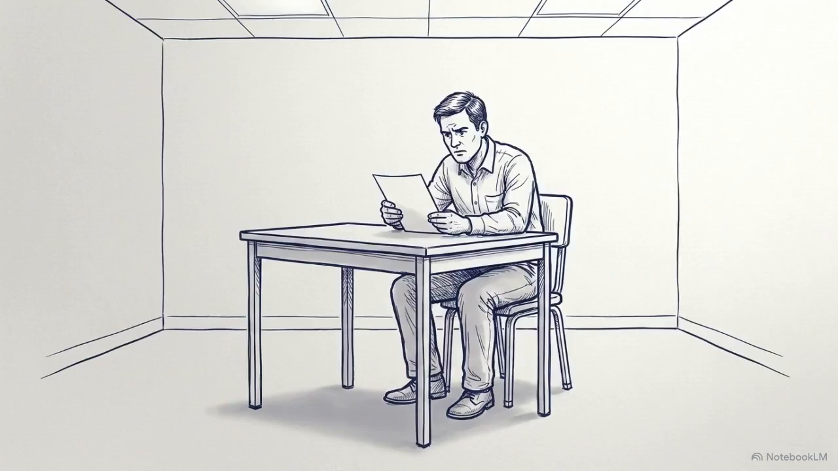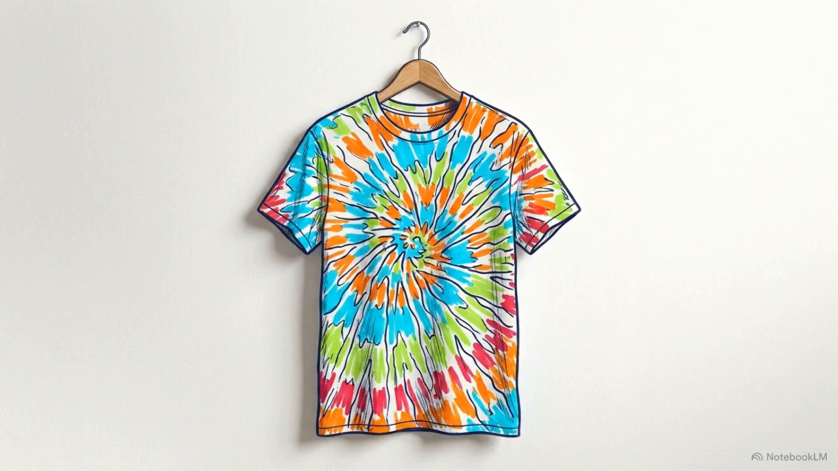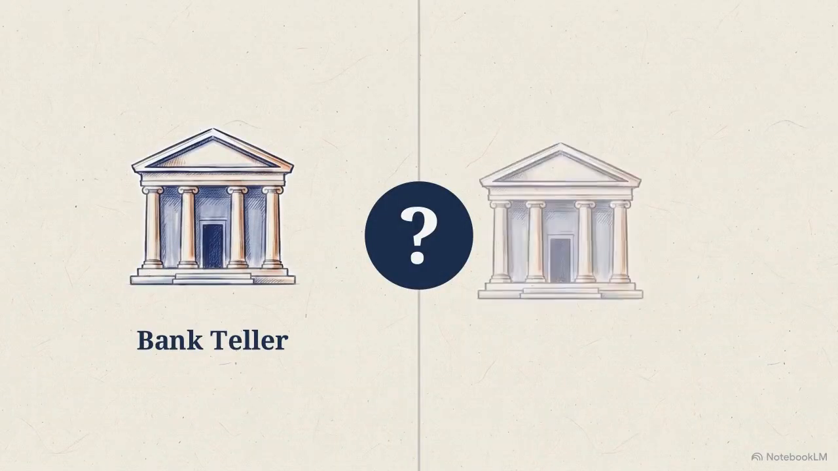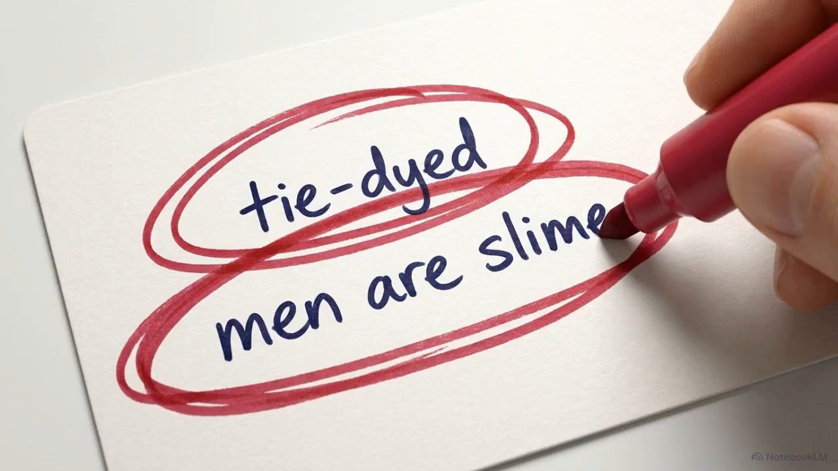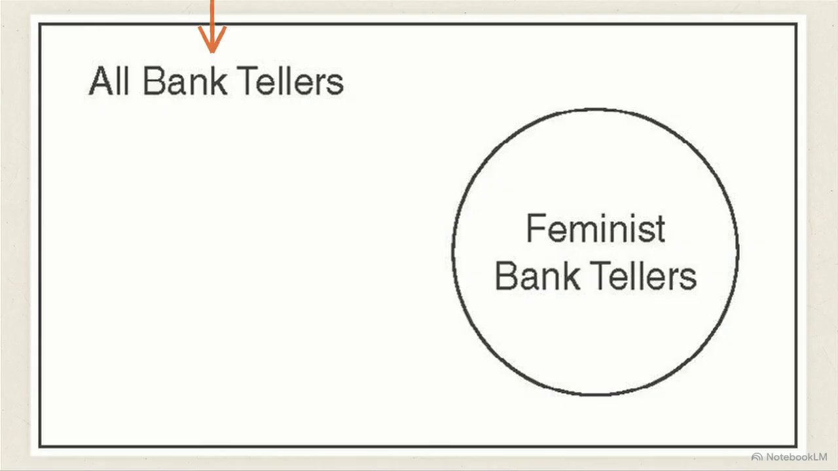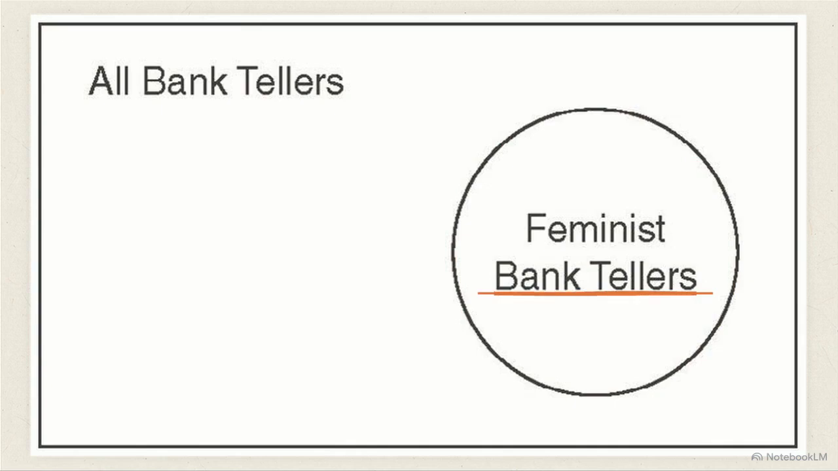To see how humans supposedly fail at reasoning, consider the classic Linda problem. In this experiment, subjects read a description of a woman named Linda. She wears tie-dyed shirts, organizes women in her workplace, and wears "men are slime" buttons. Subjects are asked, is it more likely Linda is a bank teller or a feminist bank teller? Because the description is so highly salient, the vast majority conclude it is more likely she is a feminist bank teller. This chart illustrates the mathematical logic subjects allegedly violate. As seen, feminist bank tellers are a strict, smaller subset within the larger category of all bank tellers. Therefore, conjunctive events, like being a feminist bank teller, can never exceed the likelihood of their individual elements.